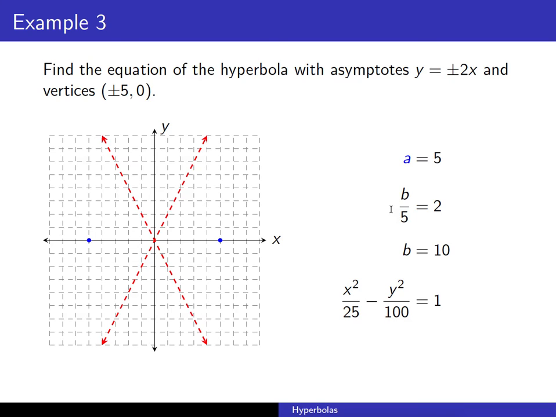So if a is 5, and 5 squared is 25, we'll get x squared over 25 minus y squared over 100 equals 1. So actually a lot less work in this problem than in some of the other ones.